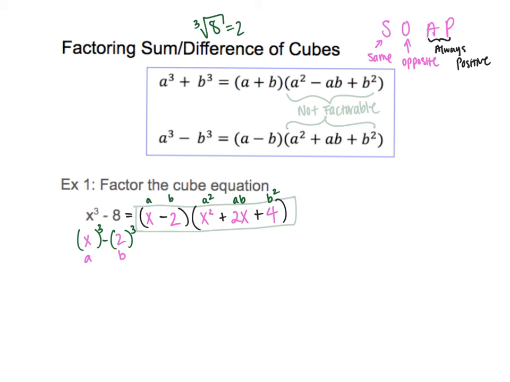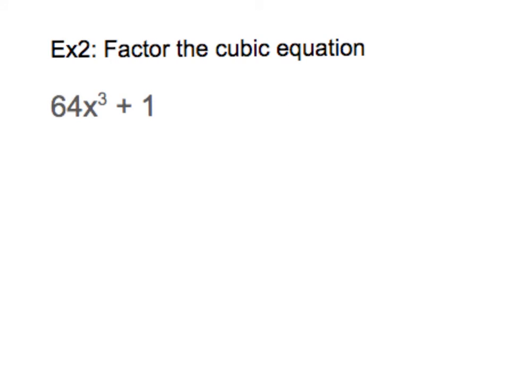Okay, let's move on to the next problem here. So here I have one that has a 64 in front of the x cubed. So we'll figure out how to deal with this one. This one has a plus sign.